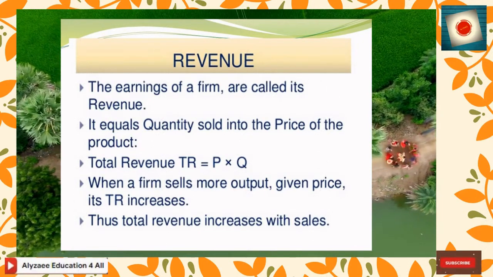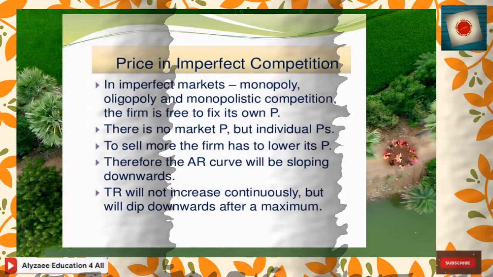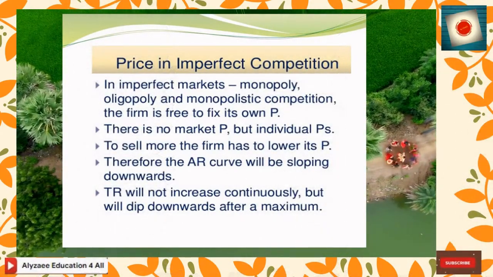Revenue क्या है? The earning of a firm is called revenue. It equals quantity sold into the price of the product. So total revenue की equation क्या बनती है कि TR is equal to price into quantity. So when a firm sells more output at a given price, its TR increases, total revenue increases. So thus total revenue increases with a fixed price in perfect competition. In imperfect markets, monopoly, oligopoly and monopolistic competition, the firm is free to fix its own price.